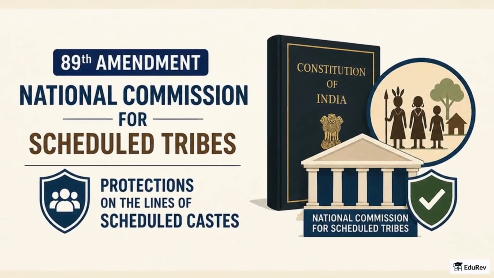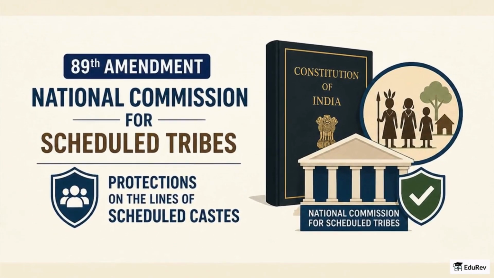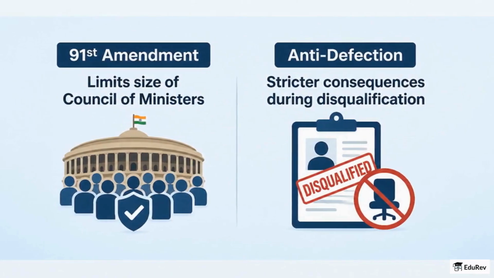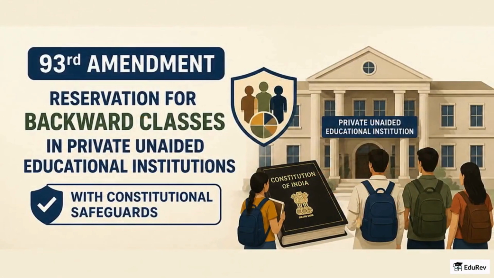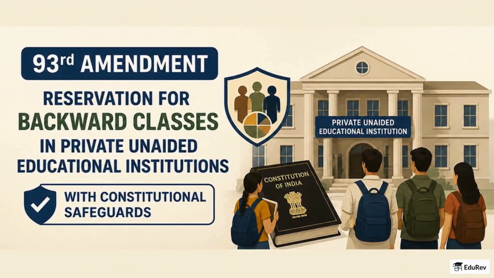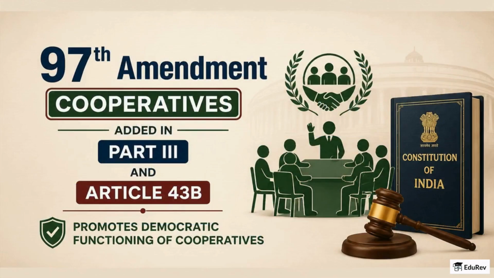The 89th created the National Commission for Scheduled Tribes to mirror protections available to scheduled castes. Amendments like the 91st capped Council of Ministers' size and tightened anti-defection consequences for holding office during a disqualification term. The 93rd allowed states to reserve seats in private unaided educational institutions for backward classes with constitutional safeguards. The 97th inserted cooperative societies into Part 3 and added Article 43B to promote democratic functioning of cooperatives.